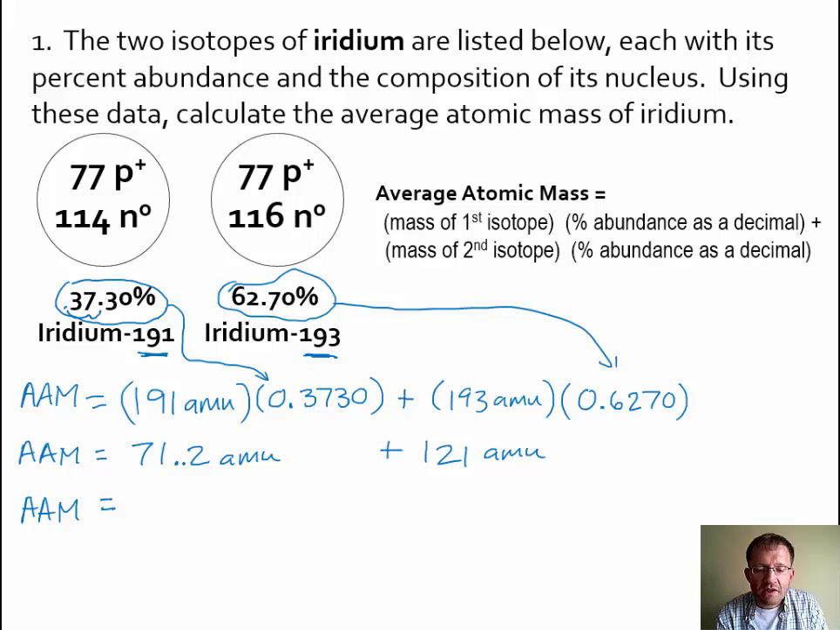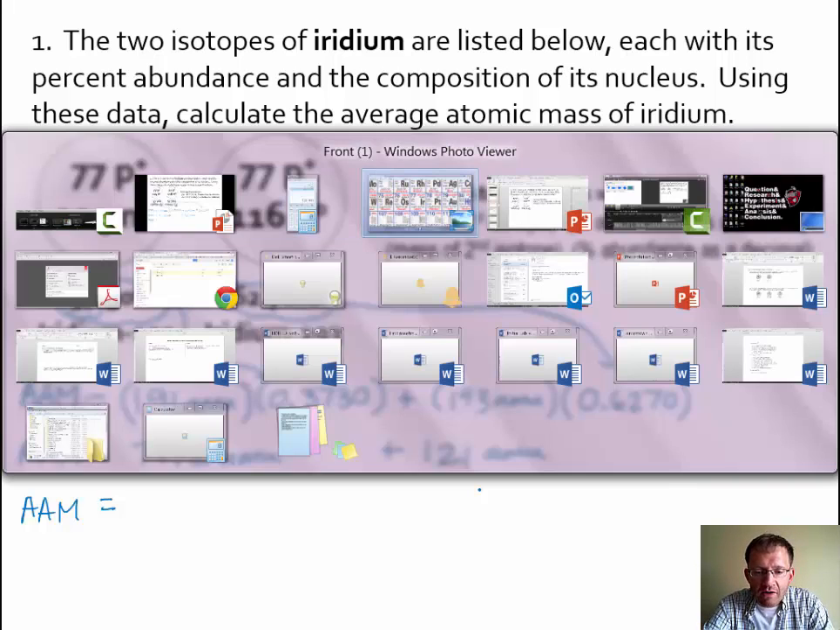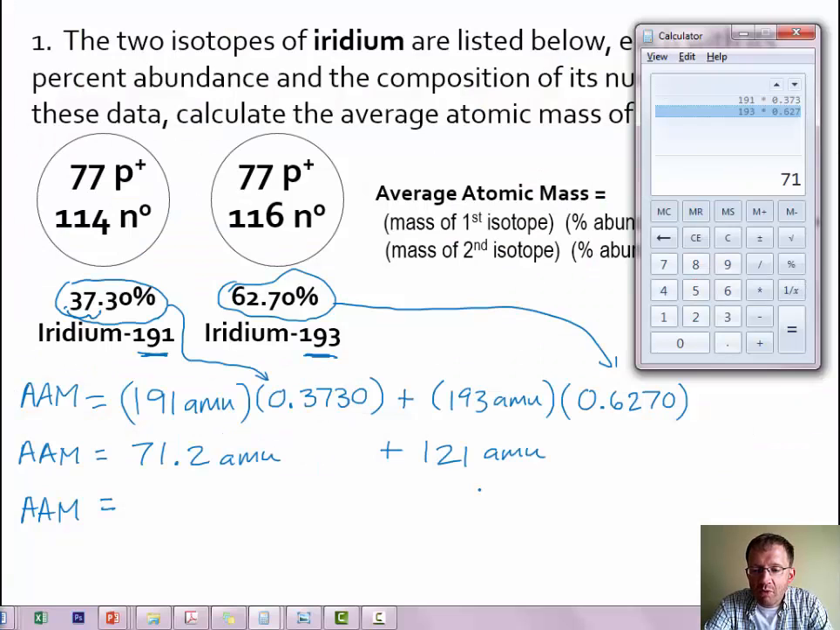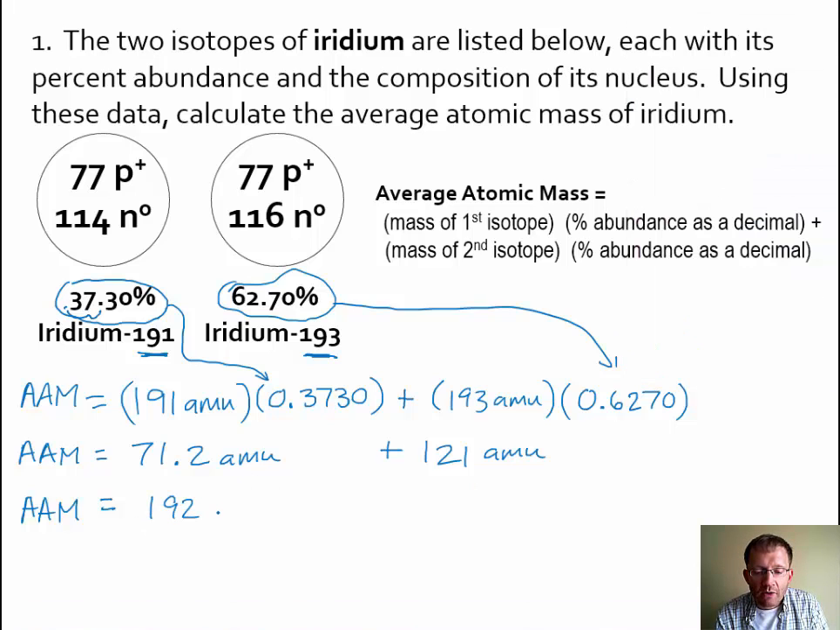Well, 71.2 has 1 decimal place. 121 has no decimal places, so my answer can only have, well, 0 decimal places. It can't have any. So let's go back to our calculator and take 71.2 when we've rounded it off, plus 121 rounded off, gives us 192.2. To write that answer with no decimal places, we would write it as just 192, right? So we add these together, and our final answer, 192 AMUs. That's the average atomic mass of any iridium atom out there in the universe.